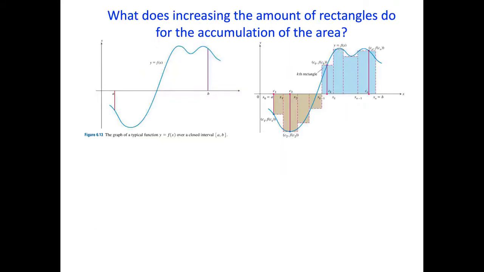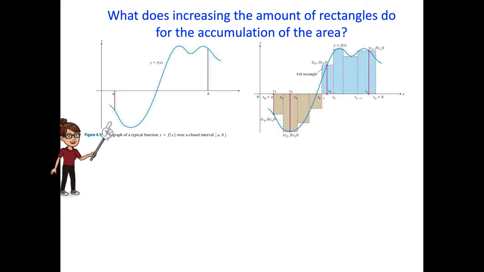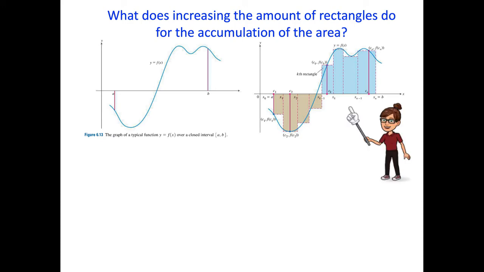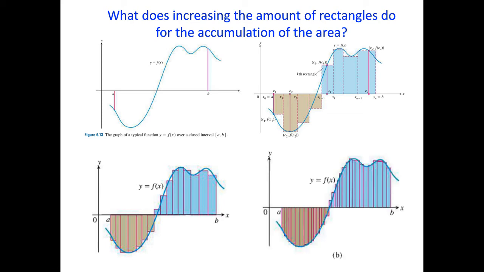Now, what do you think happens when you increase the amount of rectangles? So look at the first picture on the left. So we have here just some f of x function, and notice it's below and above. So on the right, you can see it's being partitioned into so many rectangles. Well, what happens if we increase the number of rectangles? What if we increase it again?